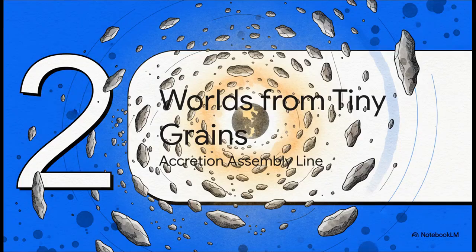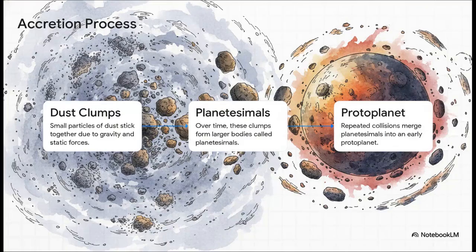All right, on to Phase 2. This is where we see how all those raw materials start coming together. We're calling it worlds from tiny grains. Think of it like a cosmic assembly line, and the process has a name: accretion. So how does this even work? Well, the best way to picture it is like a snowball rolling downhill, getting bigger and bigger.